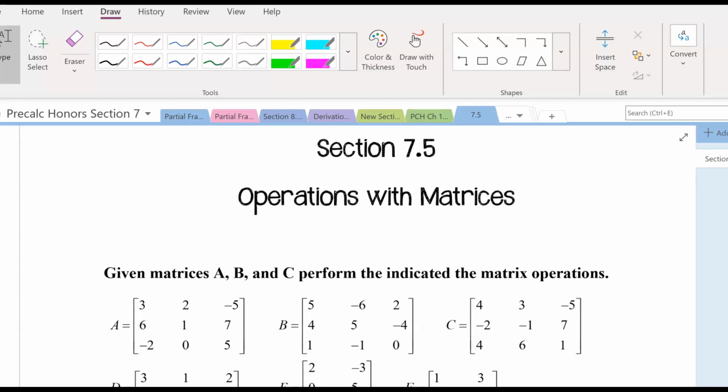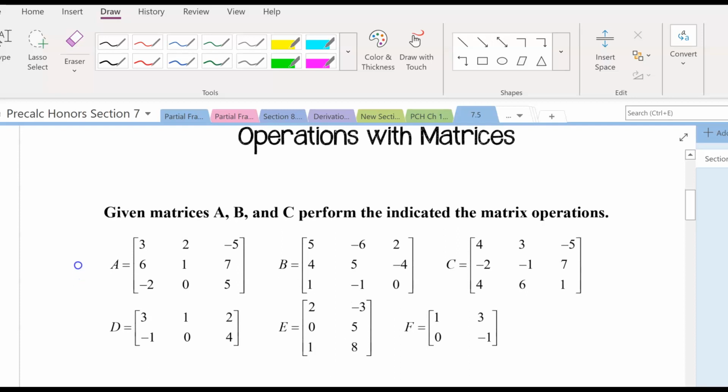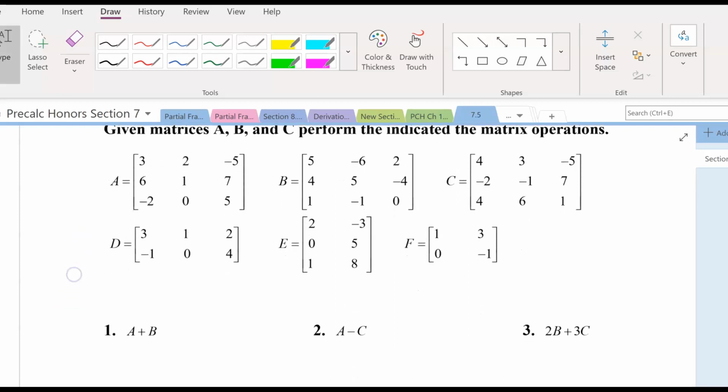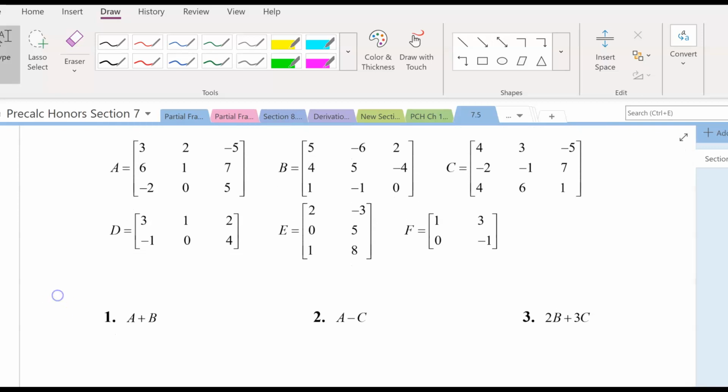All right, in this video we're going to look at operations with matrices. So we're going to look at adding and subtracting and multiplying matrices. So we're going to be working with a few of these 6 matrices. So we can see A is a 3 by 3, and B and C are also a 3 by 3. D is a 2 by 3, E is a 3 by 2, and F is a 2 by 2.